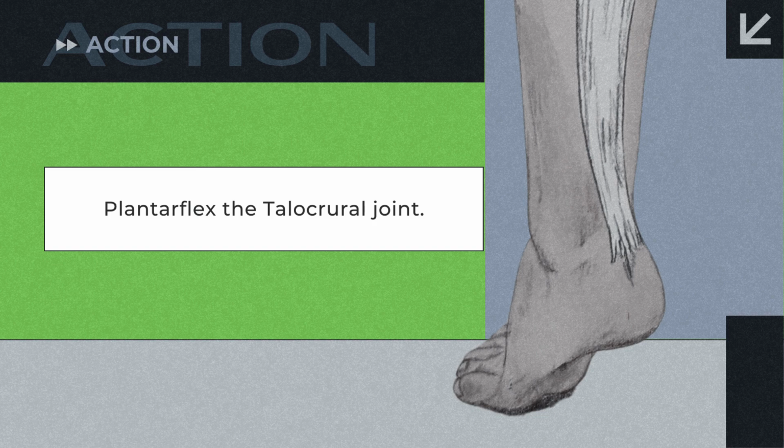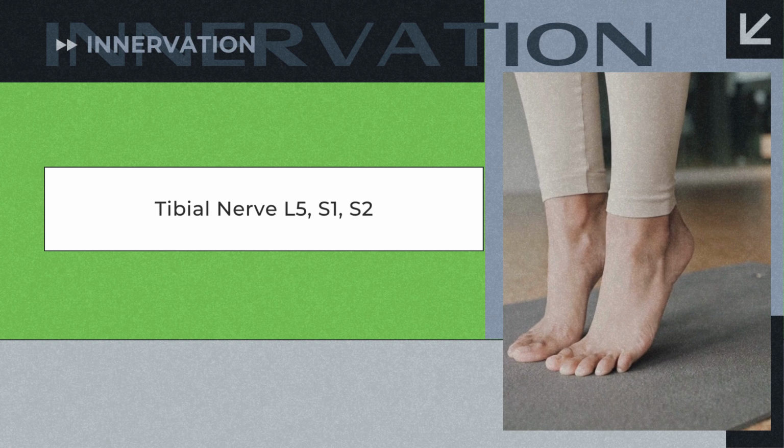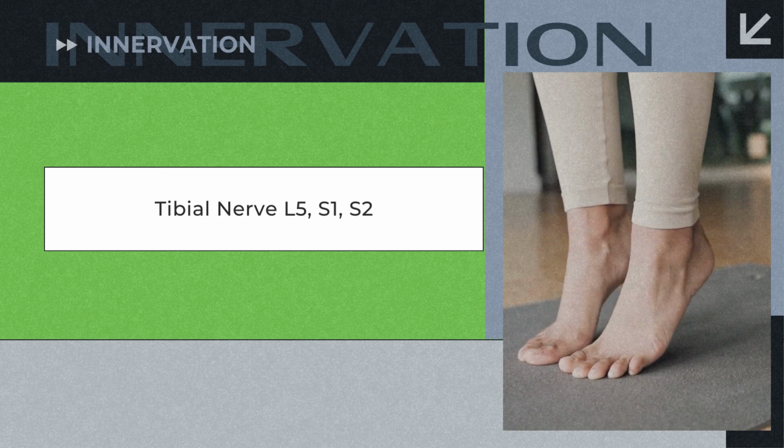Action: plantar flex the talocrural joint. Innervation: tibial nerve L5, S1, S2.